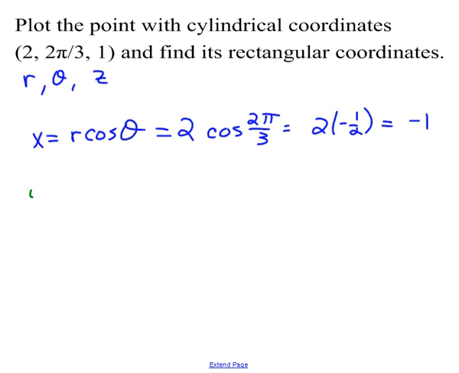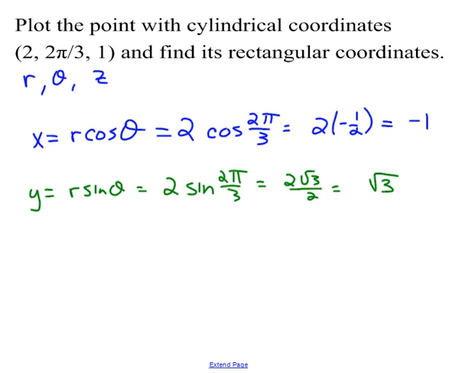My y coordinate is r sine theta, which in this case is 2 sine of 2 pi over 3. And sine of 2 pi over 3 is root 3 over 2. So when I simplify that, I get root 3. And then my z coordinate is already there. So my coordinates in rectangular are negative 1, root 3, 1.